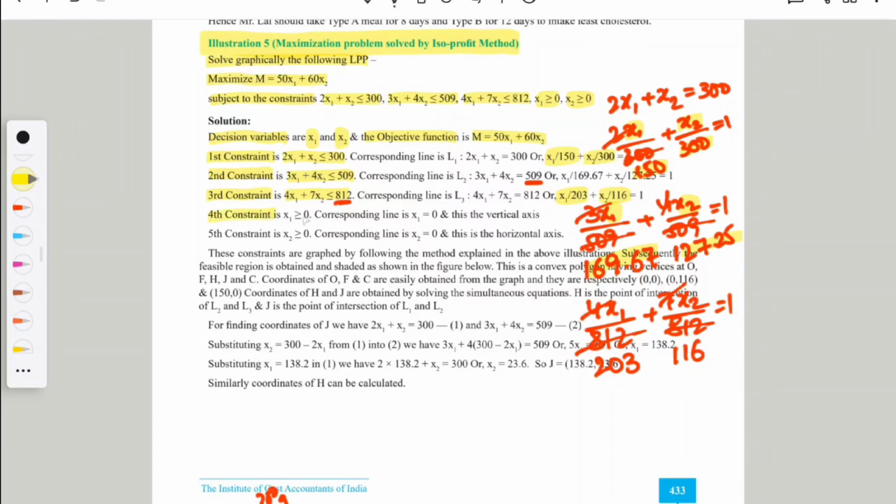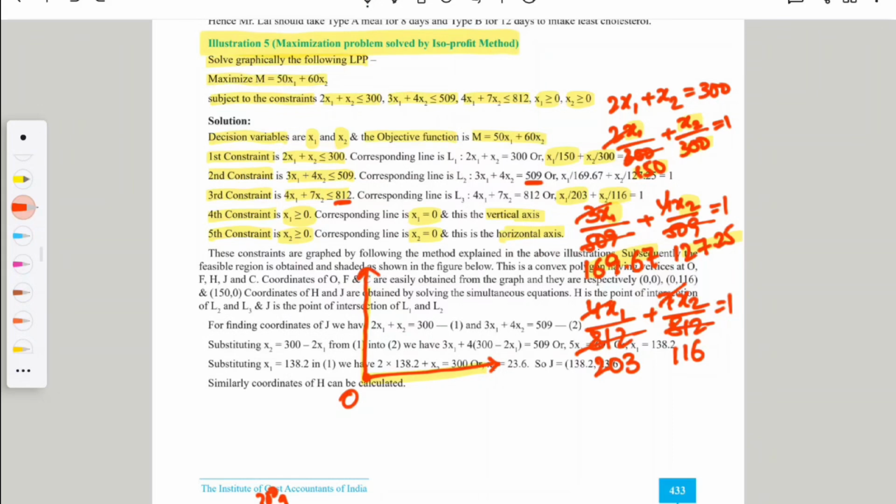For the fourth constraint, which was x1 is greater than or equal to 0, the value of x1 automatically becomes 0. This is going to be lying on the vertical axis. The line for the fourth constraint is going to be lying on the y-axis. As for the fifth constraint, which says x2 is greater than or equal to 0, the value of x2 automatically becomes 0, and this is going to be lying on the horizontal axis, which in this case would be the x-axis.